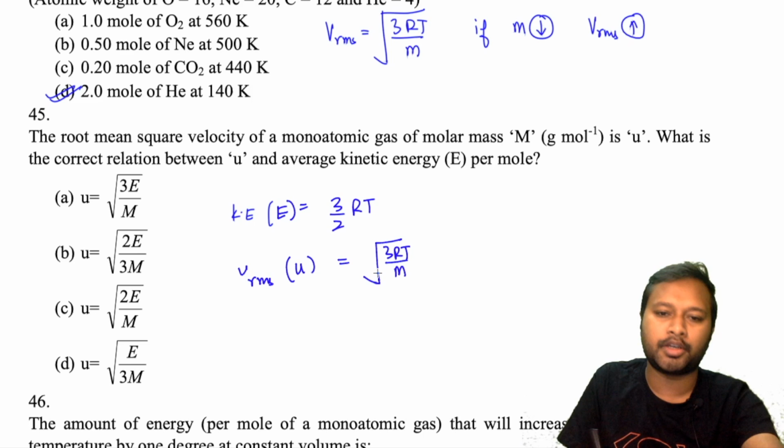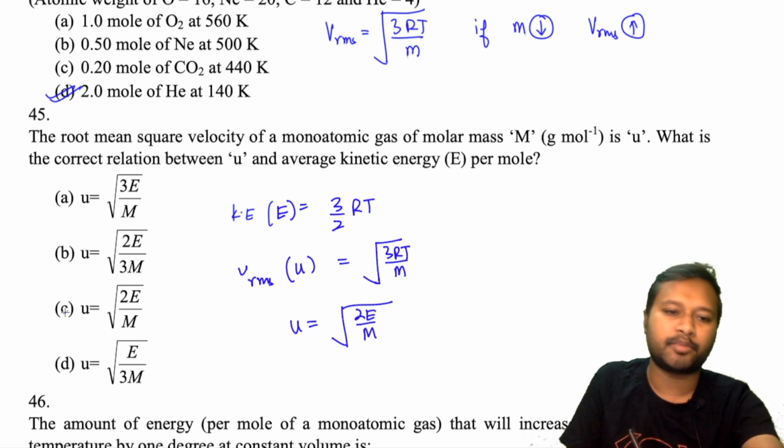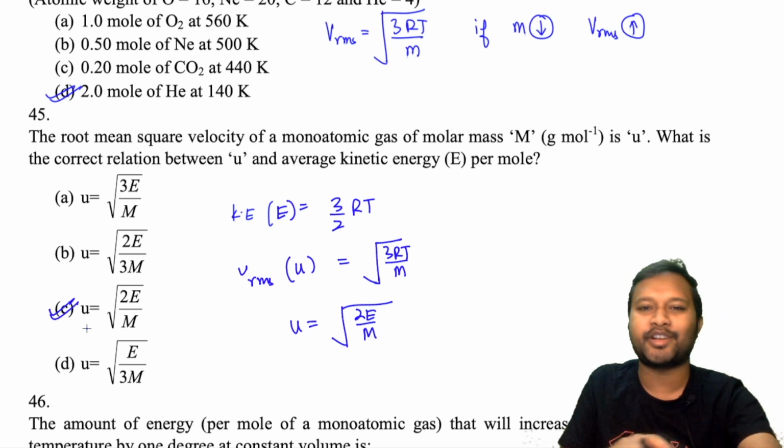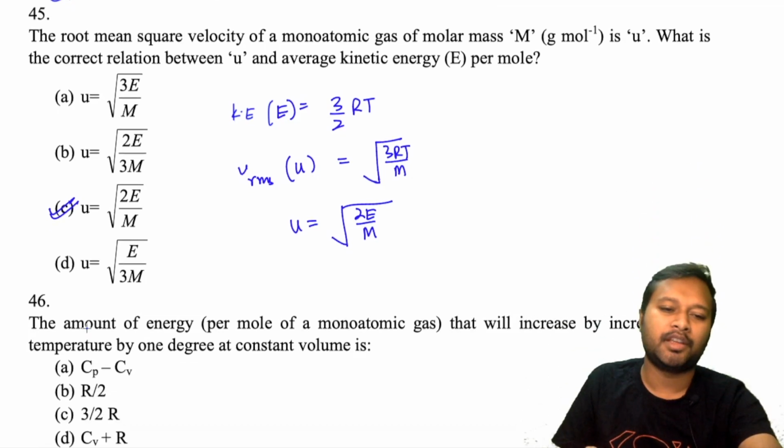Just look at both the equations. Now you can just substitute: U is equal to under root, and in the place of 3RT I can put 2E. So it will be 2E upon M, and that becomes your option number C. So this is how it has to be done. Let's go for the next one.